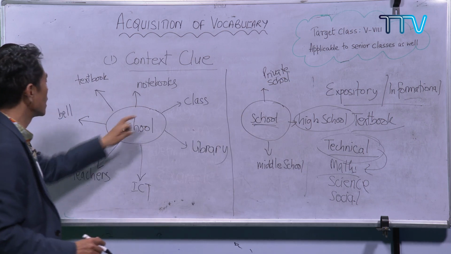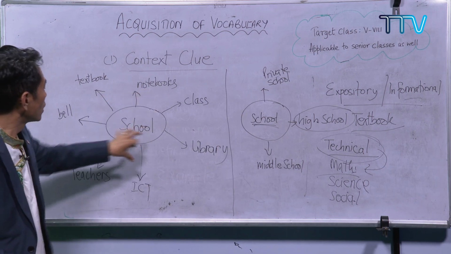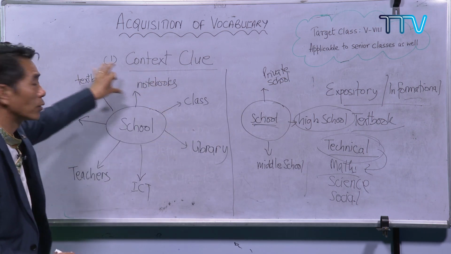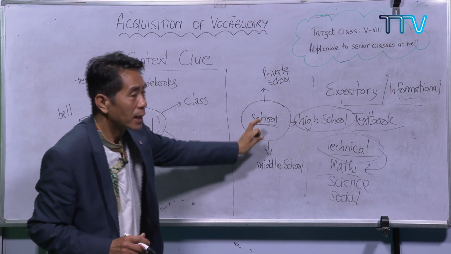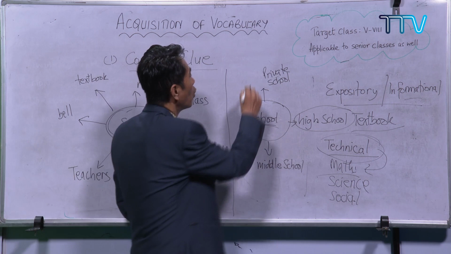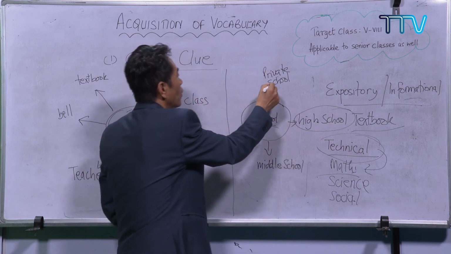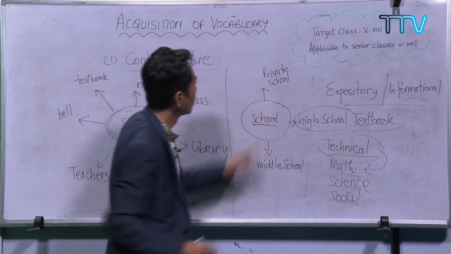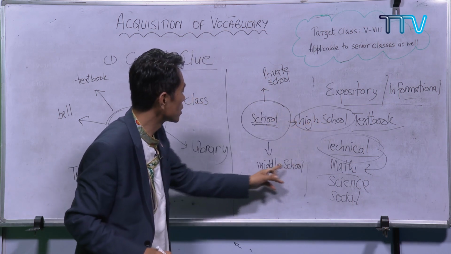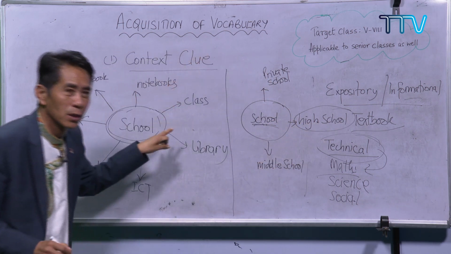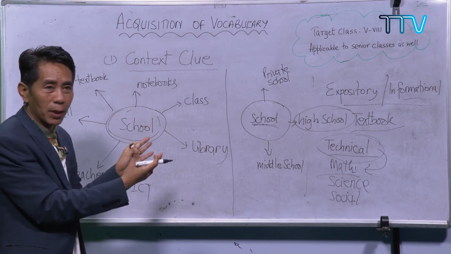So what is the difference? Here, I've just written all the words which are related to the main word. If you look at this part, you will find all the words in which we have that main root word. Private school, the school is there. High school, the school is there. Middle school. Likewise, there are so many words. That is just to give you an example.